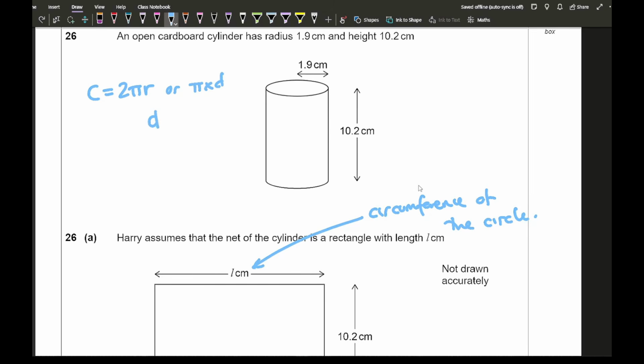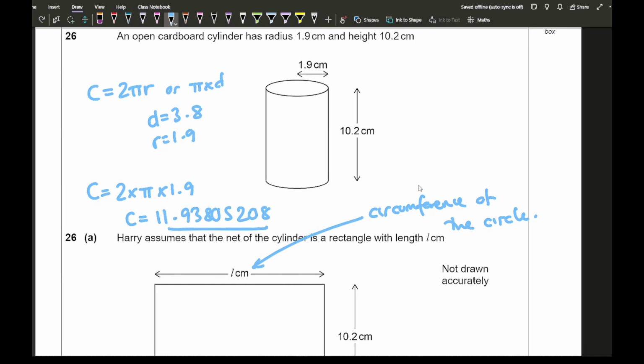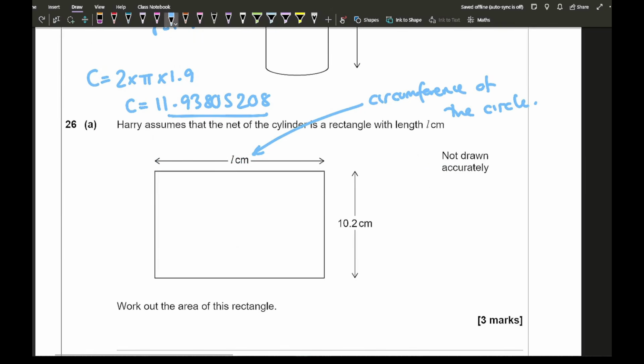If you remember, the circumference is equal to 2 pi r, or pi times d. So if the radius is 1.9, then the diameter is going to be 3.8. So the circumference is going to be 2 times pi times 1.9, or 3.8 times pi, and it doesn't really matter which one you go for. Let's type that into my calculator, and I get an answer of C equals 11.93805208.